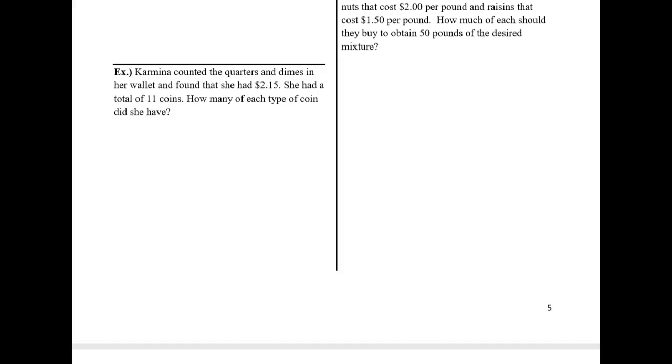How many of each type of coin did she have? So, just like my other videos, we're going to start off by defining the variables. The variables are the things we don't know. I'm going to let one variable be how many quarters. So it's asking how many of each type, meaning quarters and dimes. So I'm going to let x equal the number of quarters and y equal the number of dimes.